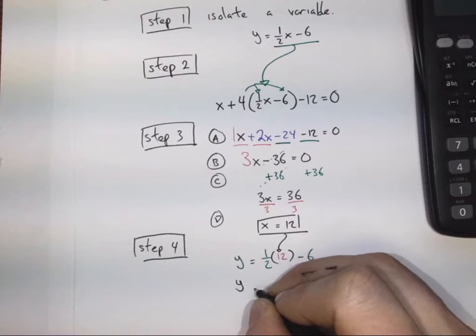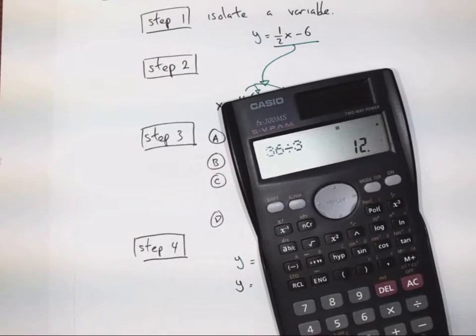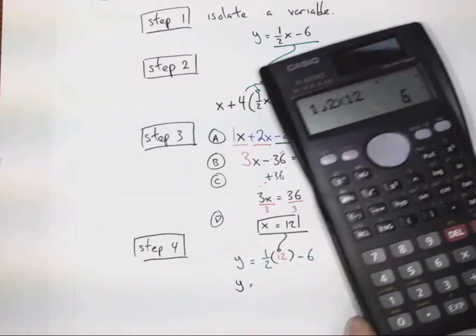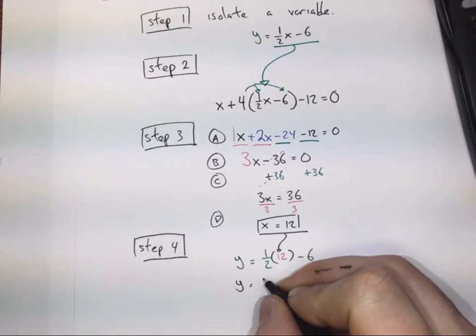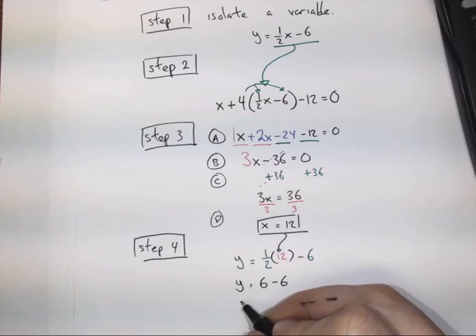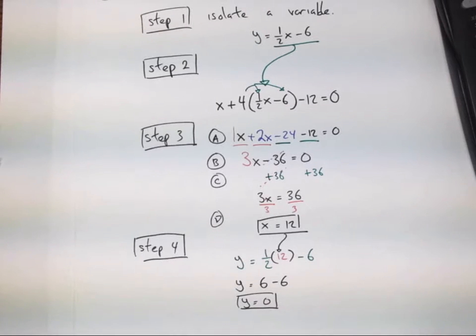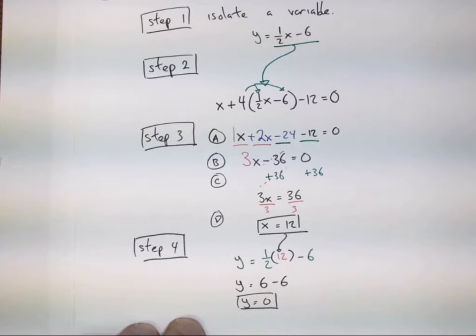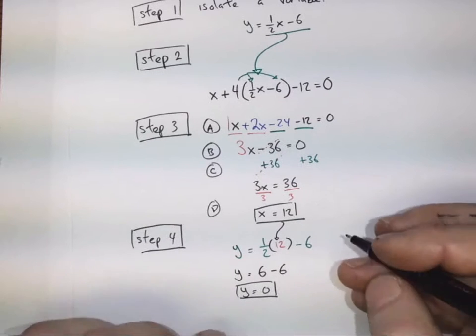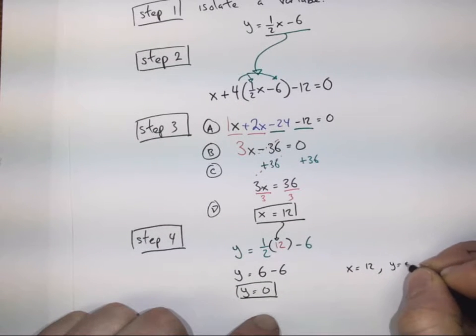It's going to be y is equal to 1/2 times 12. And again, we have this fraction button we need. 1/2 times 12, that's actually 6. Half of 12, you can imagine, being 6, minus another 6. And then we find that y is 0. Okay, so those are our two solutions: x equals 12, y is 0.